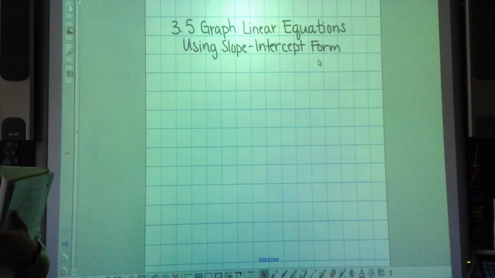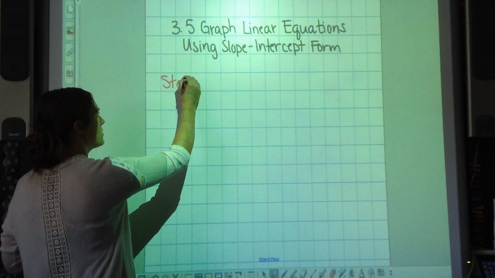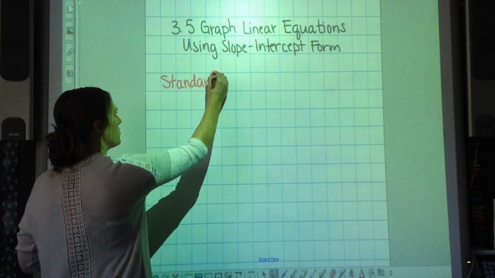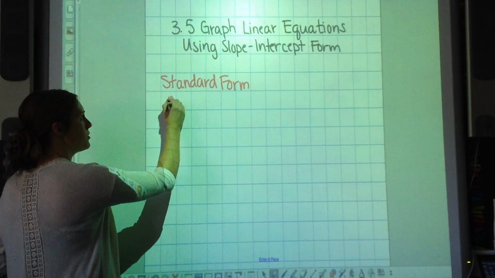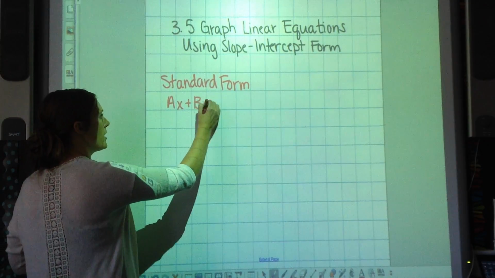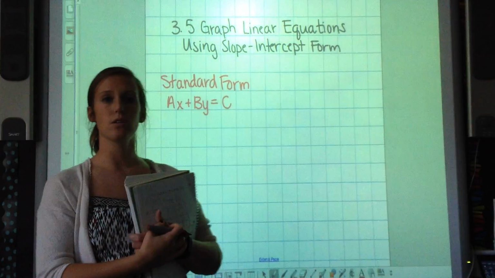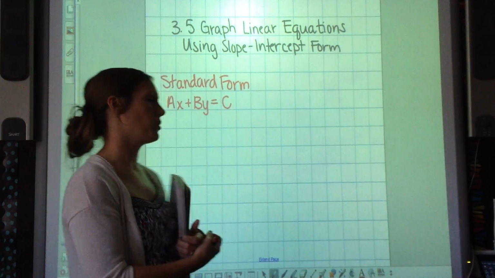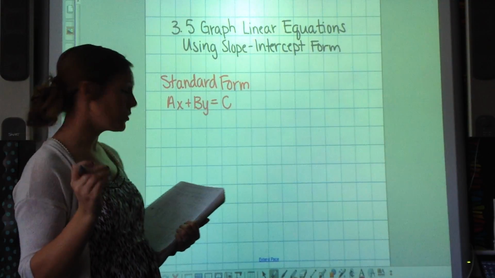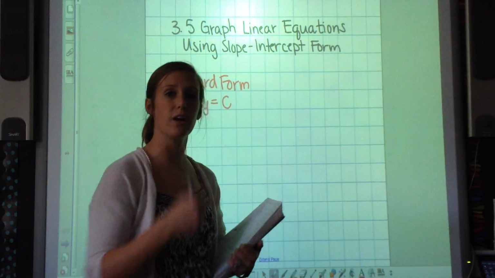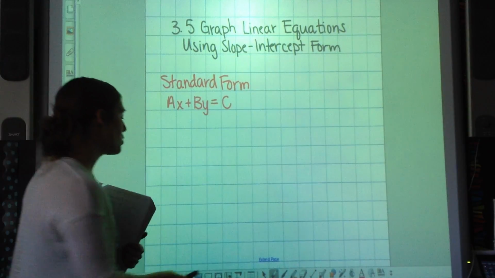We've learned about two different types of equations. The first type that we've learned about is standard form. Standard form is when both the x and the y are on the same side of the equation. In the last chapter we learned how to solve for y from standard form. When we were solving for y, we were putting it into function form. Another name for that is actually slope-intercept form.